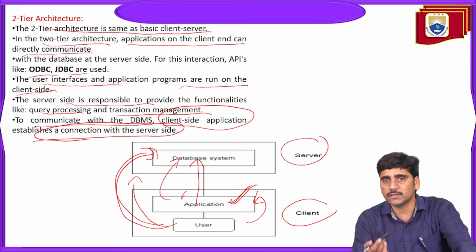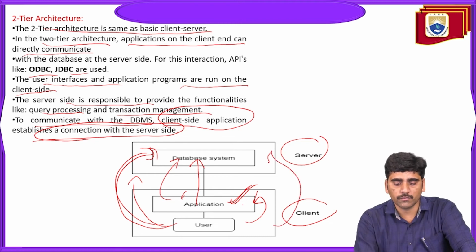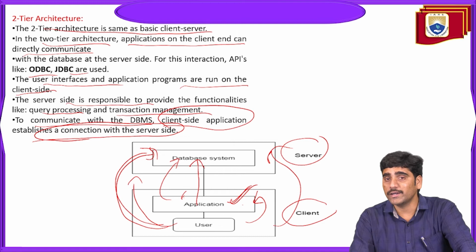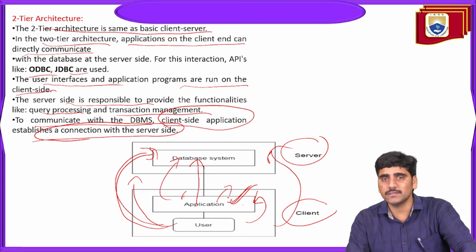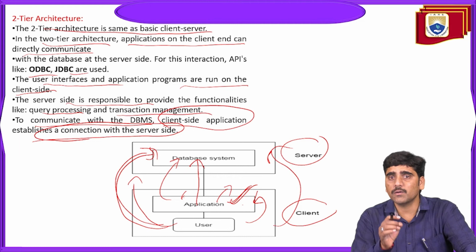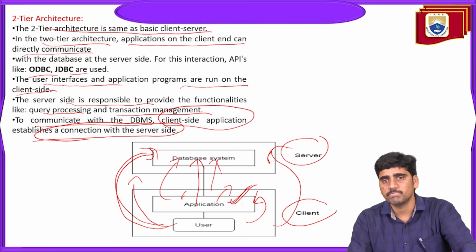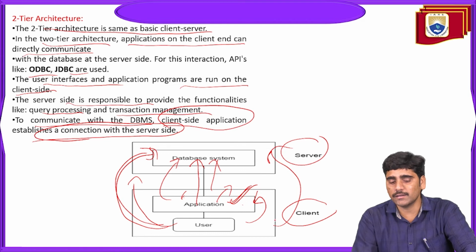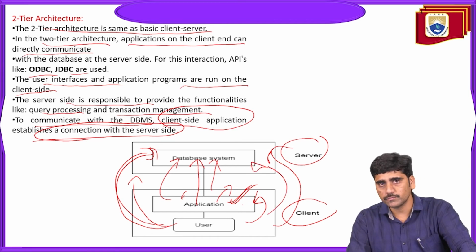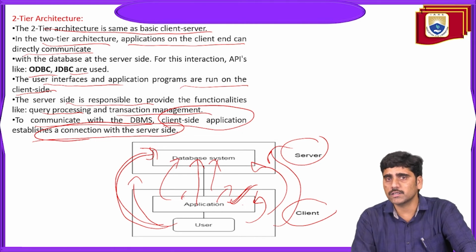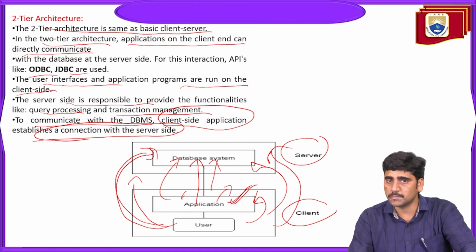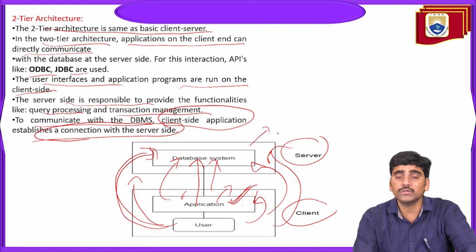The server side is going to establish a connection, contacting from client to server. So this is the way you can understand the two-tier architecture. In the one-tier architecture, there is no intermediate person, but in the two-tier architecture, you can have the applications as a secondary person. These applications establish a connection to the server side. So applications running on the client side will interact with the database system. Based on the client-side application queries, the database server has to respond and display the result. So this is the way you can understand the two-tier architecture.